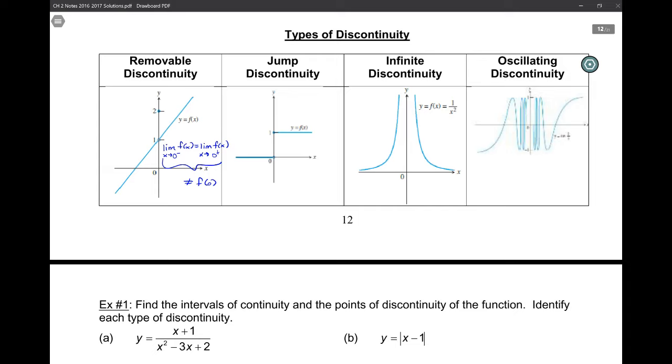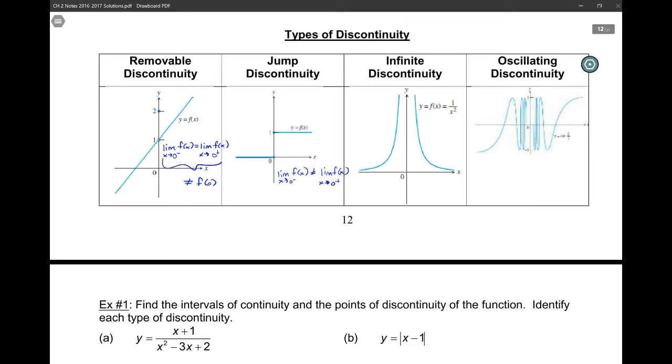So these two are equal, but the actual value is not. Okay. Jump discontinuity. This is when the limit from the left and the limit from the right are not equal to each other. So this is, we could see the limit as h approaches 0 from the left is not equal to the limit from the right. That's a jump discontinuity. It's as if you're working left to right and it jumps to a different y value.